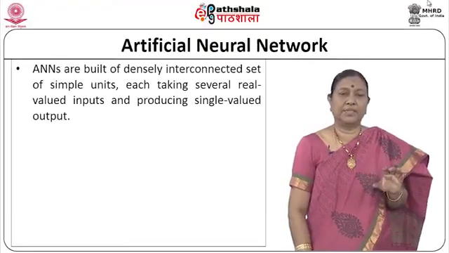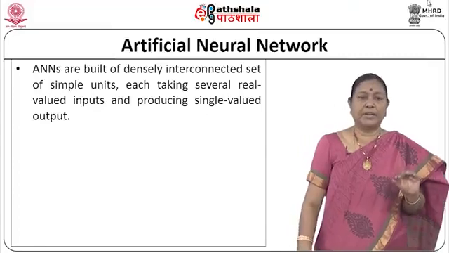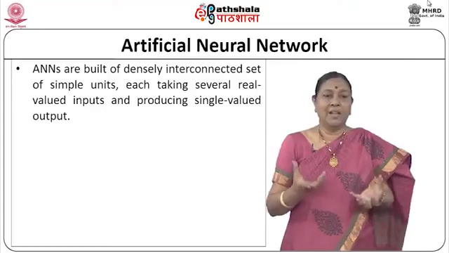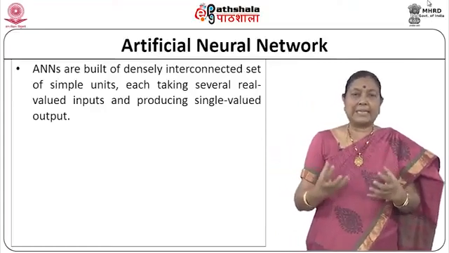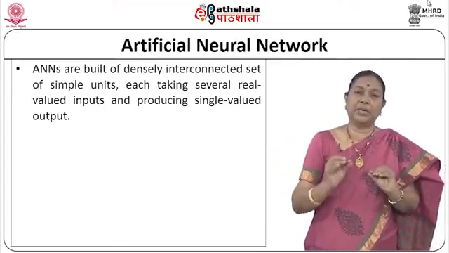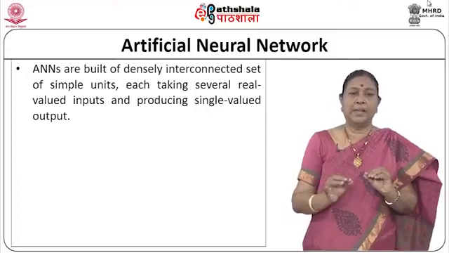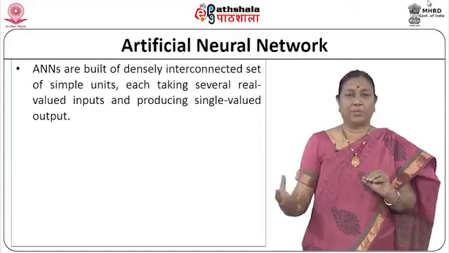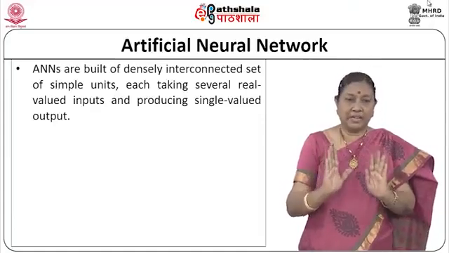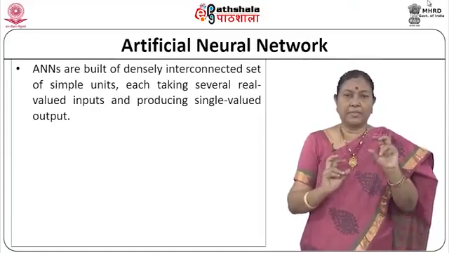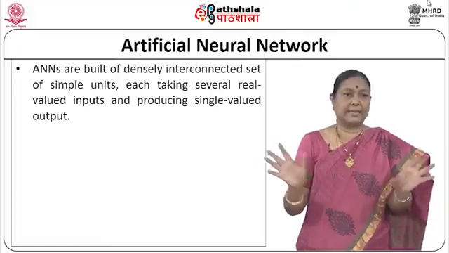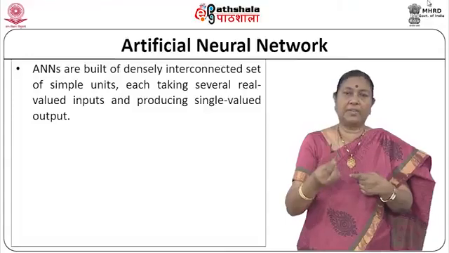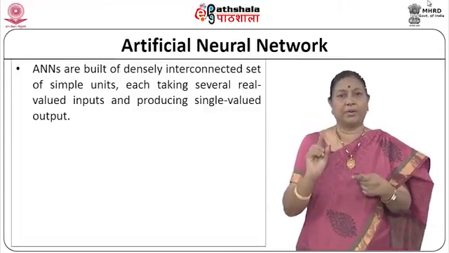Now we are coming to what artificial neural networks actually are. They are built of a densely interconnected set of simple units. Each unit of an artificial neural network is simple. It takes several real valued inputs and produces a single valued output. This is the basis of any artificial neural network: a densely interconnected set of simple units, each taking several real valued inputs and producing a single valued output.